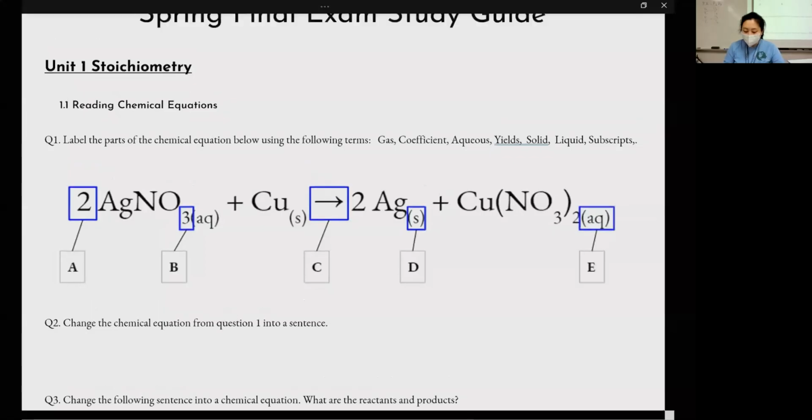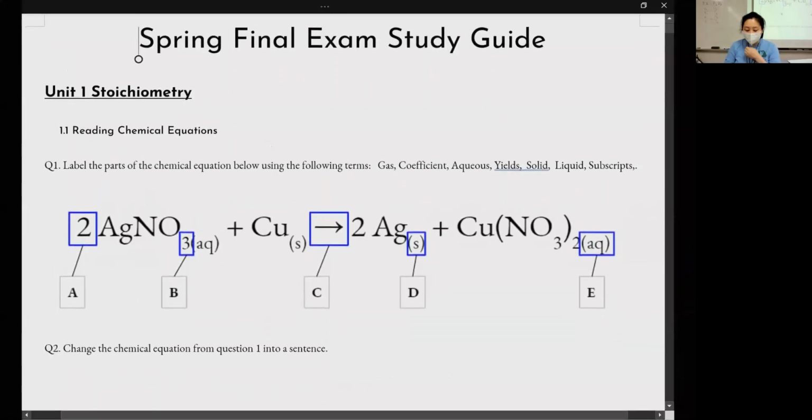Okay, now we're gonna go ahead and start the Unit 1 portion of the final exam study guide. Unit 1 is about stoichiometry, and we started the stoichiometry unit with reading the chemical equation. So we learned about the parts of the chemical equation.